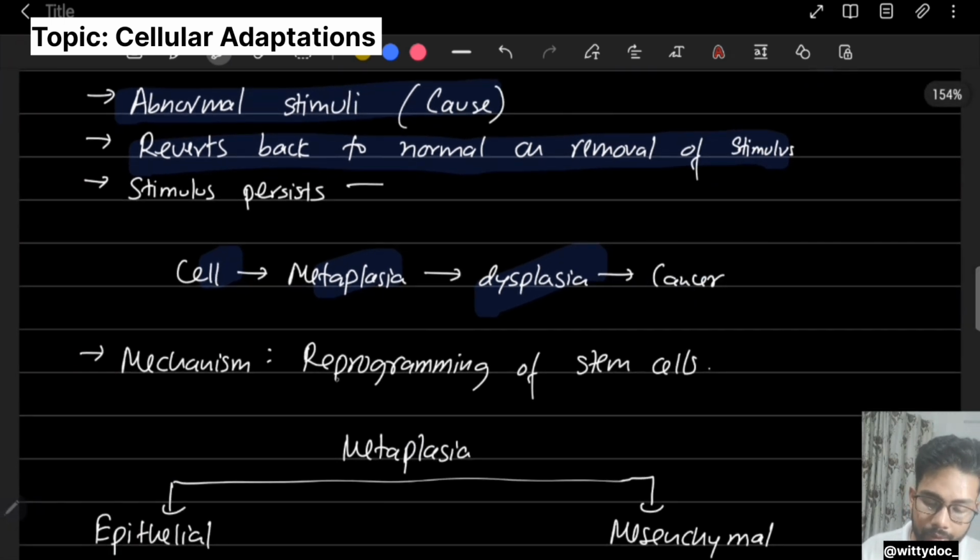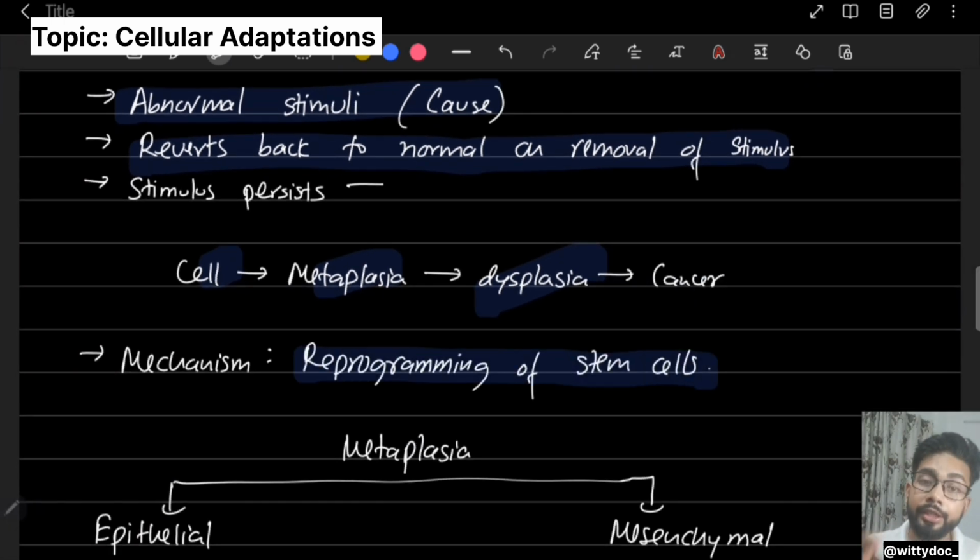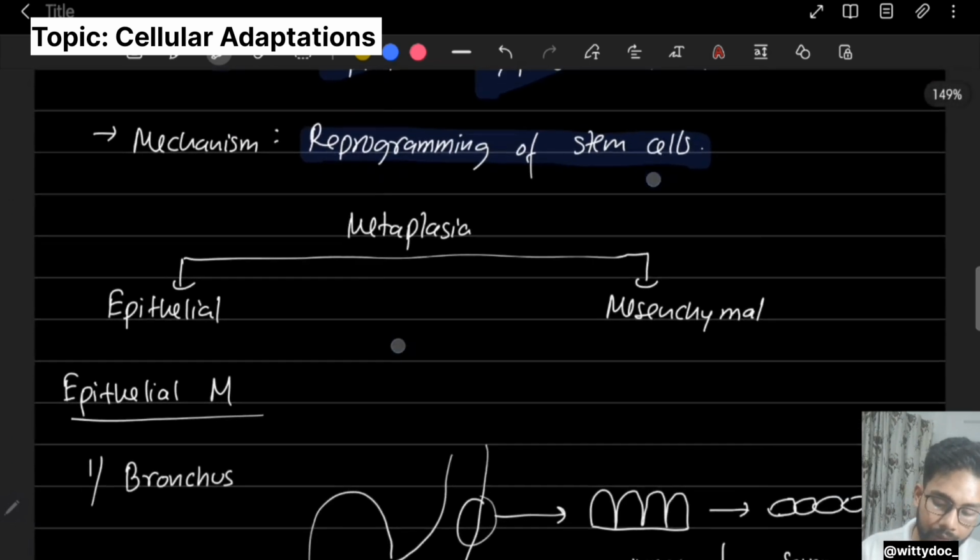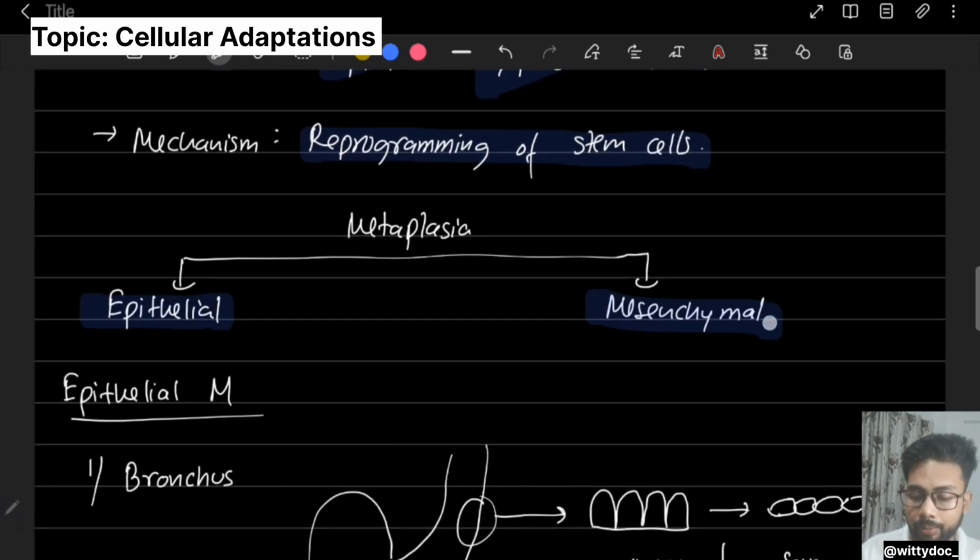The mechanism of metaplasia includes reprogramming of stem cells. The stem cells are reprogrammed. This may lead to metaplasia. Metaplasia is of two types. It may be epithelial metaplasia or mesenchymal metaplasia.